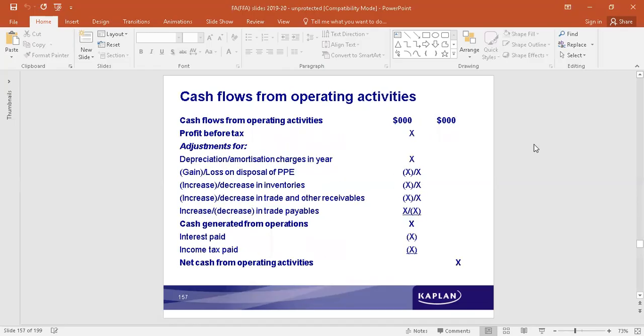Okay, now cash flows from operating activities in the indirect method. Indirect method, how do we do that?